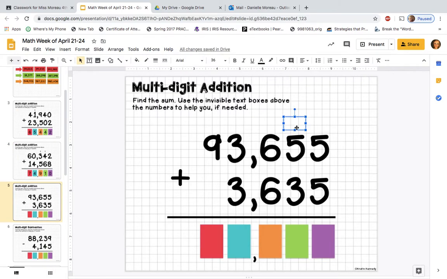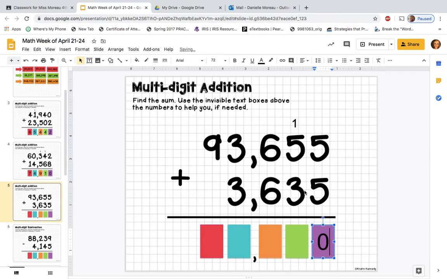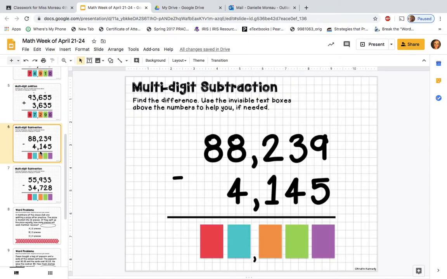5 plus 5 is 10. 3 plus 5 is 8, plus 1 equals 9. 6 plus 6 is 12. 3 plus 3 is 6, plus 1 equals 7, and 9 plus nothing, which is like having a 0 here, would equal 9. All right, now we're going to be doing some subtraction.